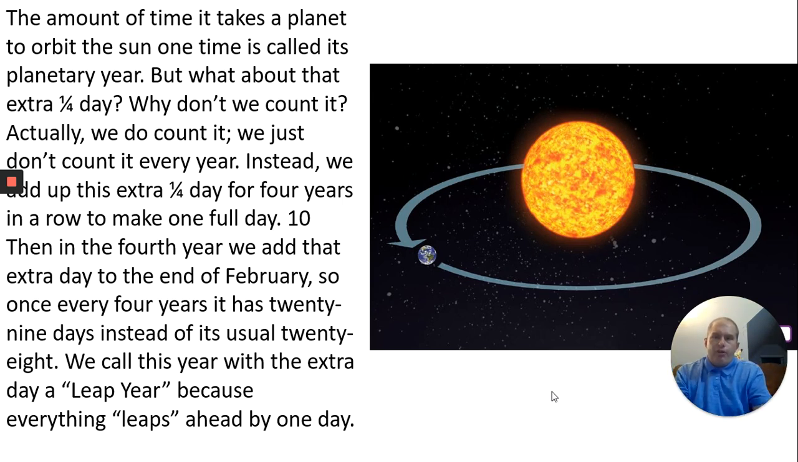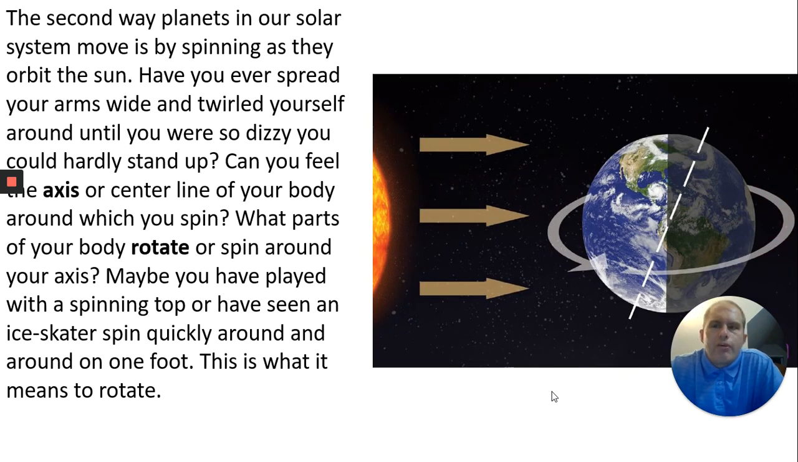But what about the extra quarter day? Why don't we count it? Actually, we do count it. We just don't count it every year. Instead, we add up this extra quarter day every 4 years in a row to make one full day. Then in the fourth year, we add that extra day to the end of February. So once every 4 years, it has 29 days instead of its usual 28. We call this year with an extra day a leap year because everything leaps ahead by one day.